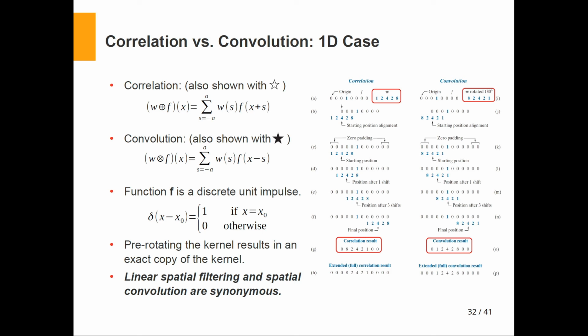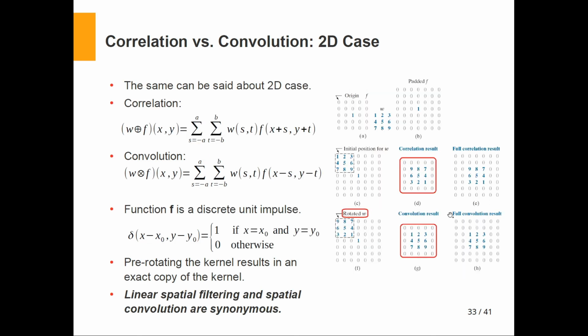But this was only for a one-dimensional case. Let's just see what happens for a two-dimensional case. For the two-dimensional case, this is the exact same definition that we had in the previous slide. So we have the summations from negative a to a and negative b to b over the two variables of the function. For the convolution, we have the variables of summation to be basically inverted, or with a negative sign.